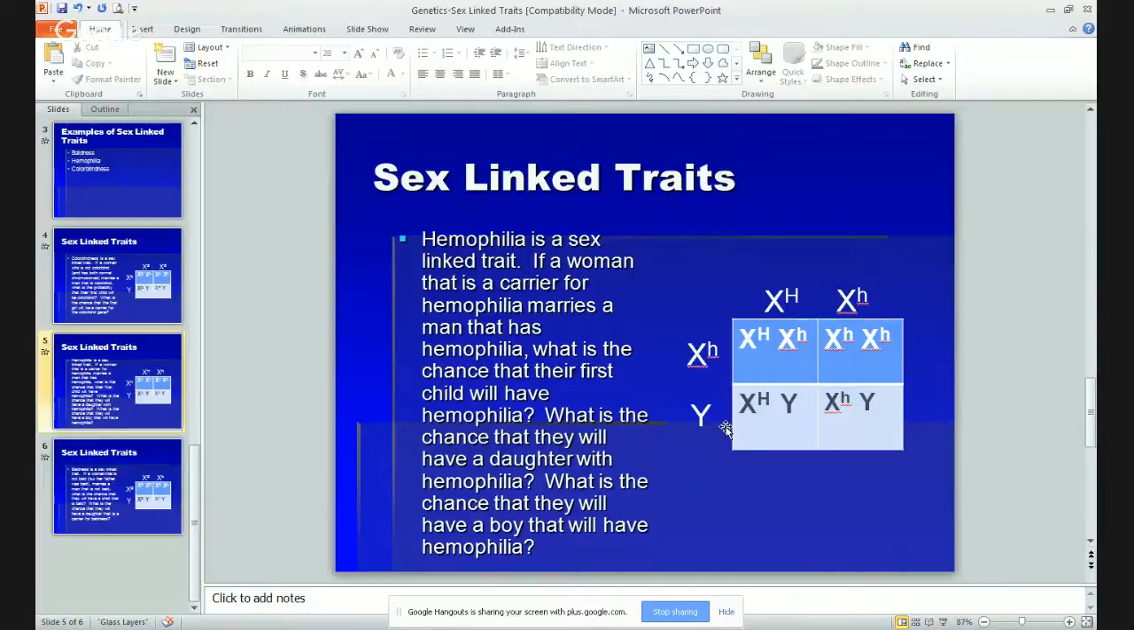So what's the chance that they will have a boy with hemophilia? It's only this kid right down here, so again, it's a 1 in 4 chance that they're going to have a boy with hemophilia, or 25%.